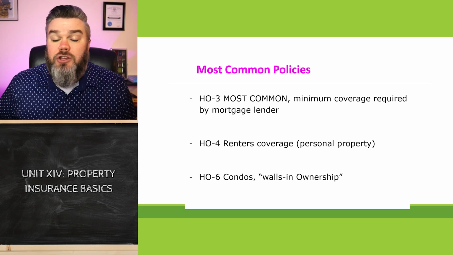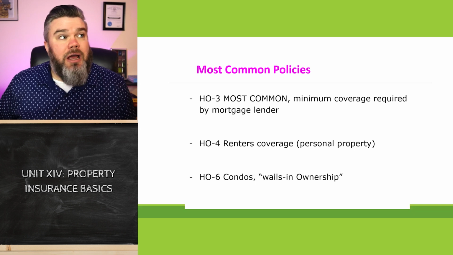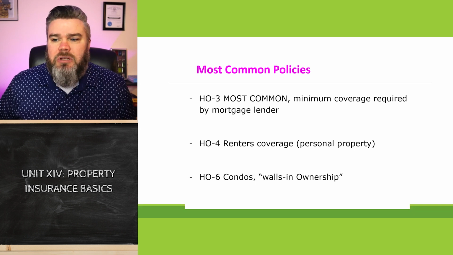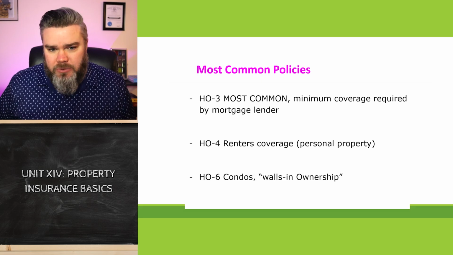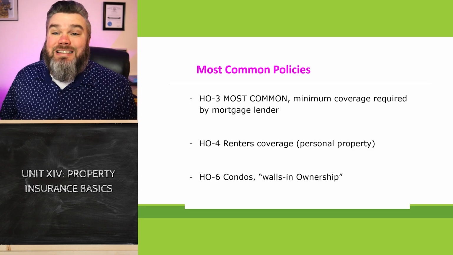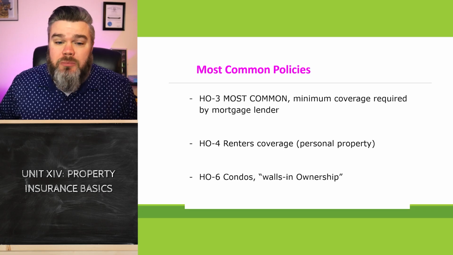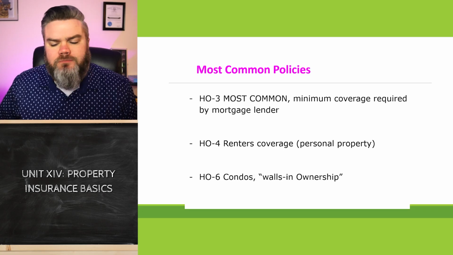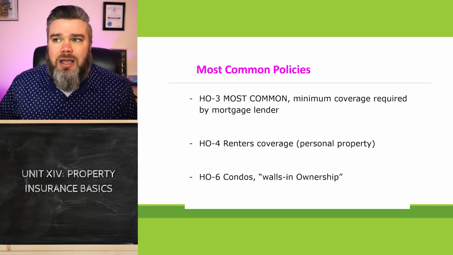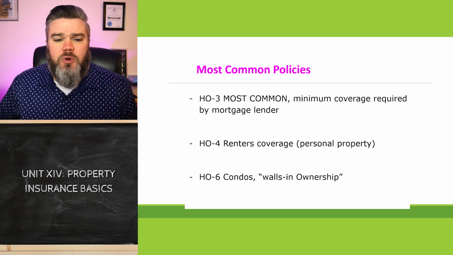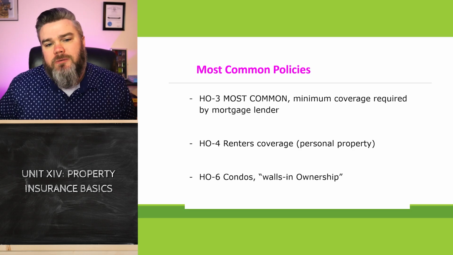Now, there is one that's not on this list that you may get questions on in some of the quiz material. It is called an HO2. An HO2 is basically a step down from the HO3. And I want you to understand the difference. An HO2 is what we call a named perils policy, meaning it only covers the things that are named. That's different from an HO3 because an HO3, while also sometimes referred to as a named perils policy as well, and this is kind of the tricky part, is really more technically a named exemptions policy. In other words, an HO3 covers everything but certain things, and an HO2 covers only these named certain things.